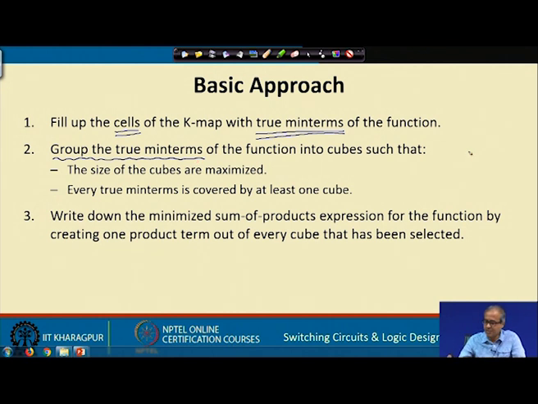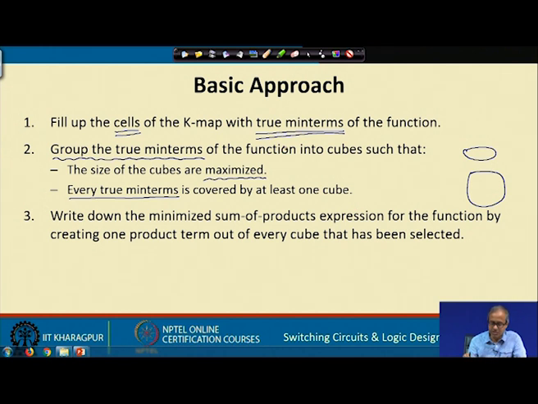As I said, I can group 2 of them together, I can group 4 of them together, I can group 8 of them together, and so on. This grouping will be carried out in such a way that we shall be trying to make the cubes as large as possible. We shall be trying to maximize the size of the cube, and also we should ensure that every true minterm in the function is covered by at least one cube.